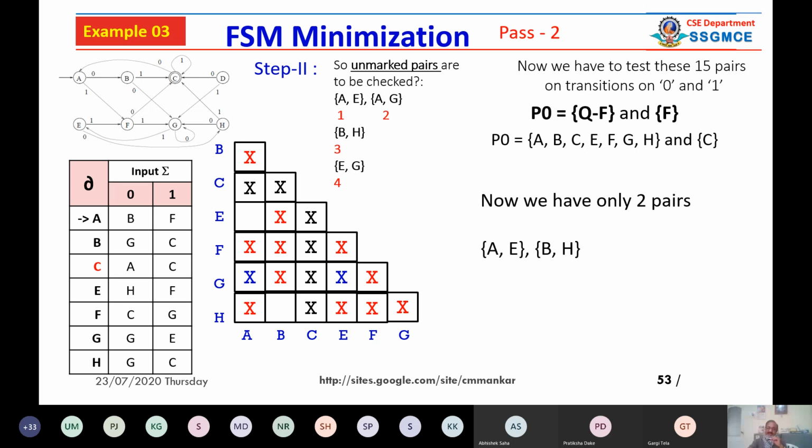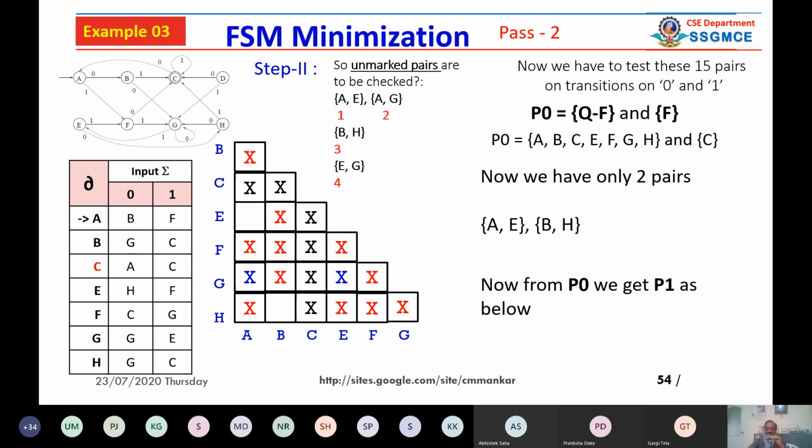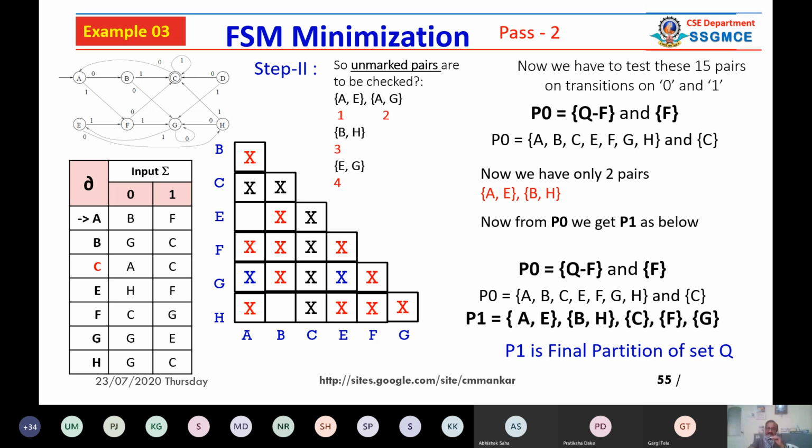AE and BH are remaining pairs which we are not able to mark because of any situation or condition. So it means they are equivalent. So you can group them. So because further partitions are not possible, you can generate partition P1 from P0 like this.